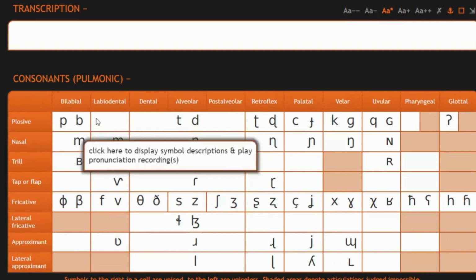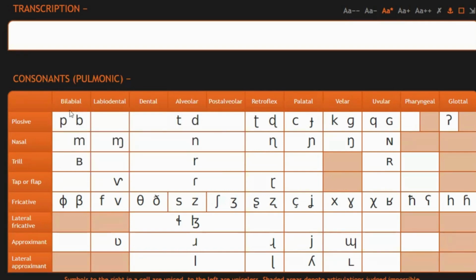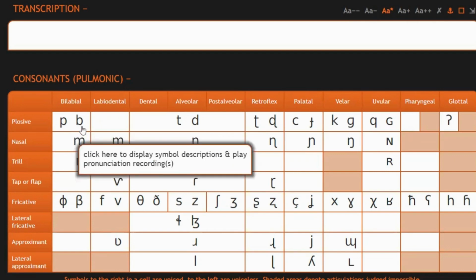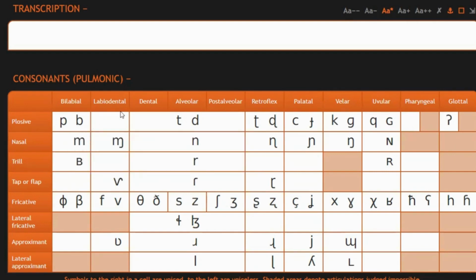Let's take a closer look. Look at these two symbols, the bilabial plosives, or stops. Whenever we see two sounds in one box, the one on the left is voiceless, the one on the right is voiced. So the symbol on the left is a voiceless bilabial stop, and the symbol on the right is a voiced bilabial stop. So let's listen to those sounds. You can follow along by going to the International Phonetic Association.org.